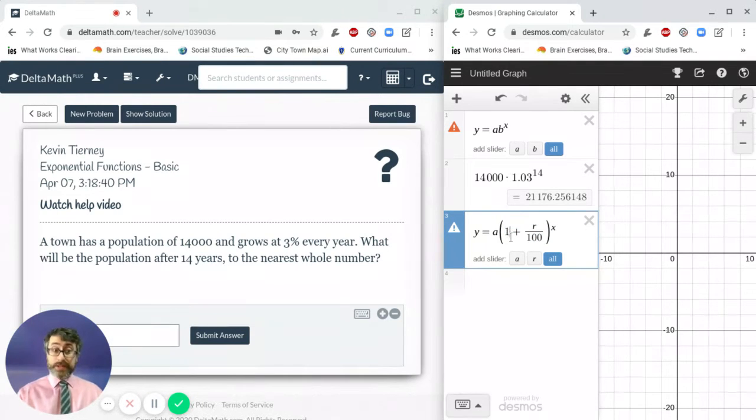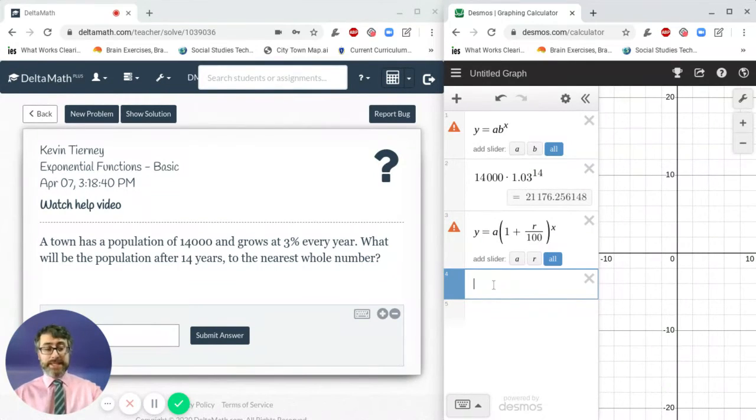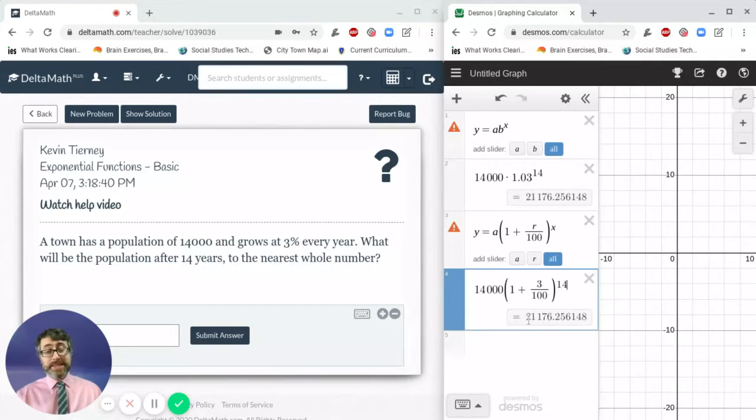We added 1, or 100%, plus the rate that we saw, 3, divided by 100 to get it out of percent form and into decimal form. Let's use this formula and see if we get the same output. My A is the same, 14000, but now let's do this growth factor in parentheses. Parentheses, 1 plus the rate as written, 3, divided by 100, close parentheses, all of that to the 14 years. And we get the same output.